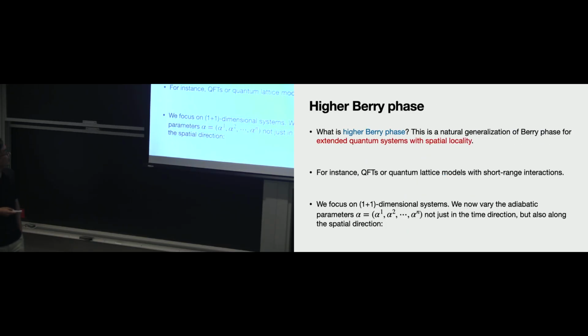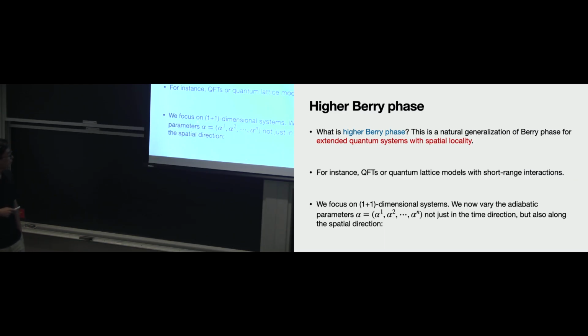Then what is higher Berry phase? Higher Berry phase is a natural generalization of this quantum mechanical Berry phase for extended quantum systems with spatial locality. This can mean, for instance, continuum quantum field theory, or quantum lattice models with short-range interactions. What's important is that now you have a notion of space, as opposed to just a time direction, as in quantum mechanics.